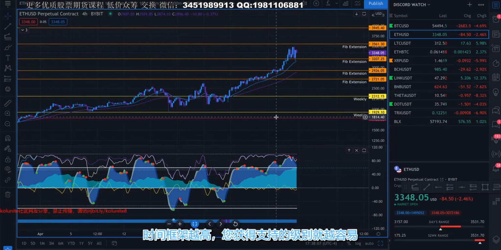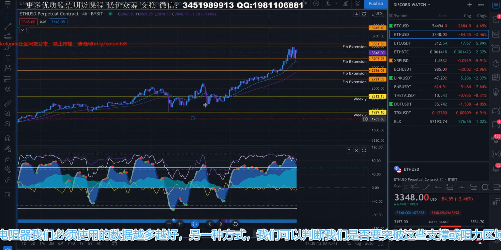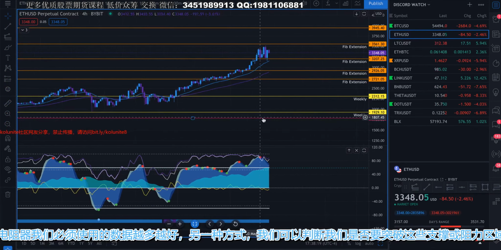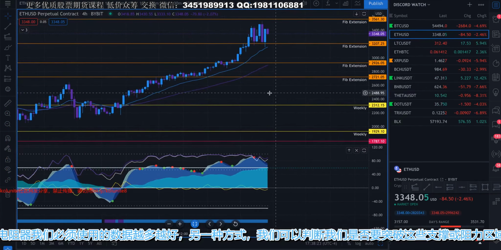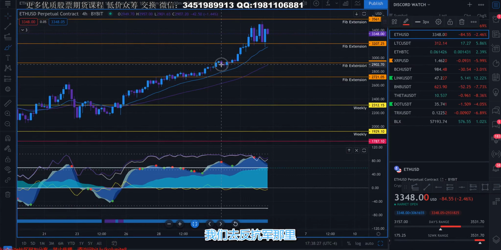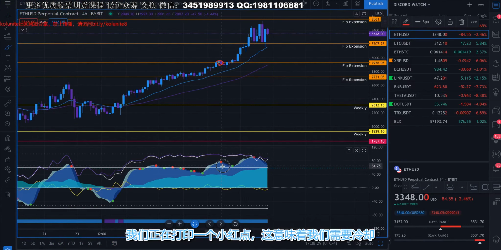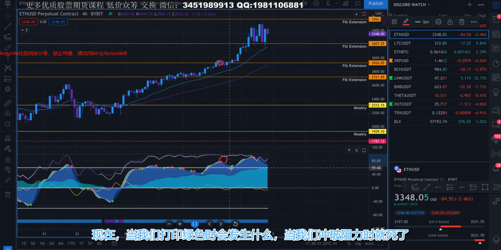The higher the time frame, the easier it will be for you to obtain levels of support and resistance using Fibonacci. The more data that we have to work with, the better. Another way we can tell if we're going to blast through these areas of support or resistance or not is looking at Market Cipher. Check it out. We come up to the resistance. What's happening on the 4-hour? We're printing a red dot. It means we need to cool down. What happens when we print the green dot? Well, we blast through the resistance.